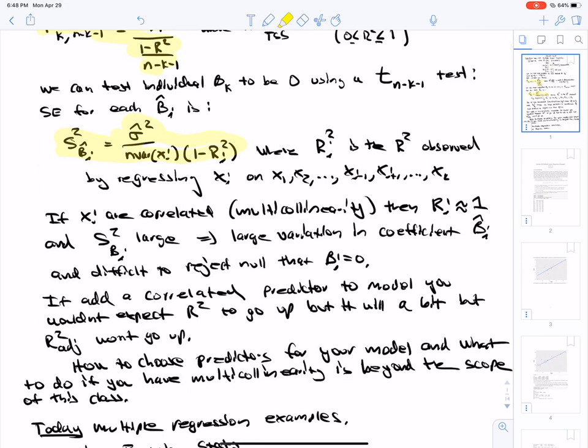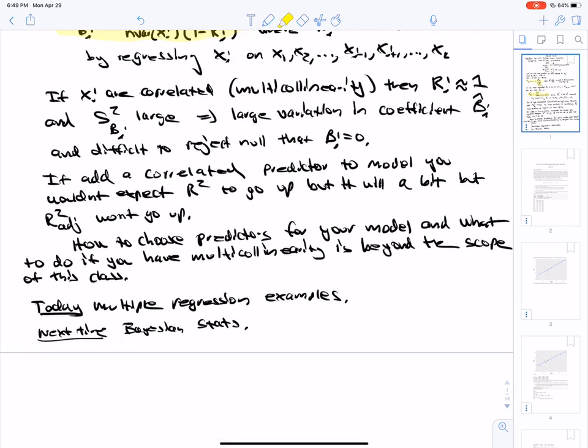If we add a correlated predictor to the model, you wouldn't expect R squared to go up much because you're not adding much of anything new to the model, but it will go up a bit because, as we saw last time, R squared goes up every time you add another predictor. So for that reason, we look at R squared adjusted, which is defined so that it won't go up just because you're adding a predictor. It'll only go up if you're actually increasing the ratio of MSS to TSS. How to choose predictors for your model and what to do if you have multicollinearity is beyond the scope of this class. Go take Stat 151A.